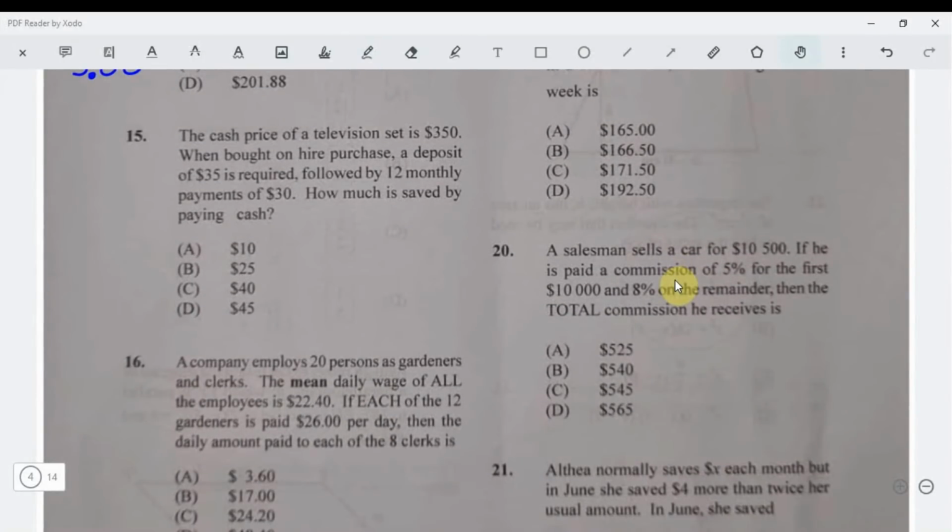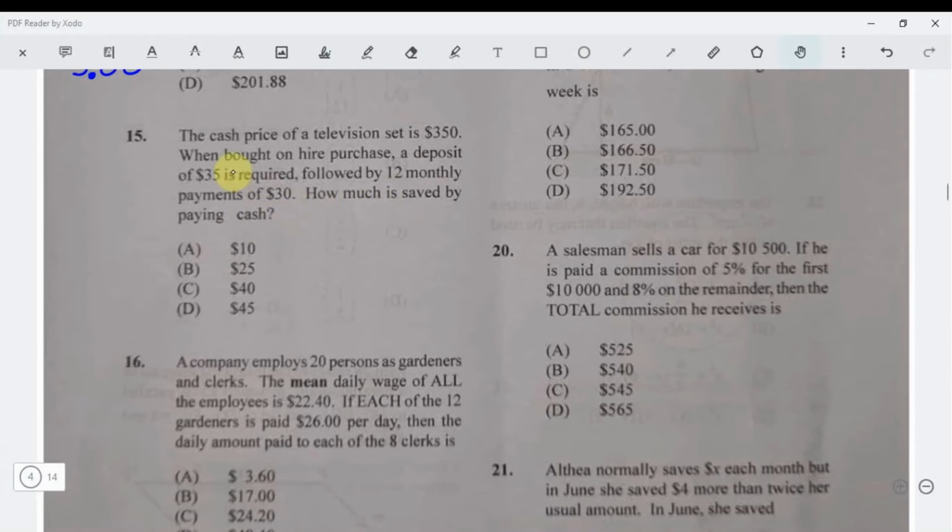Question 15. The cash price of a television set is $350. When bought on higher purchase, a deposit of $35 is required, followed by 12 monthly payments of $30. How much money is saved by paying cash?